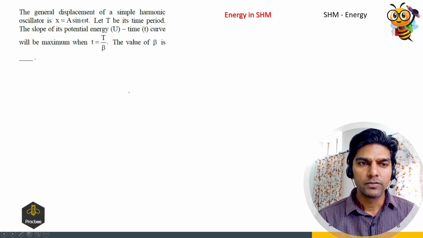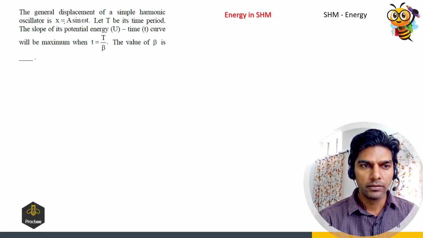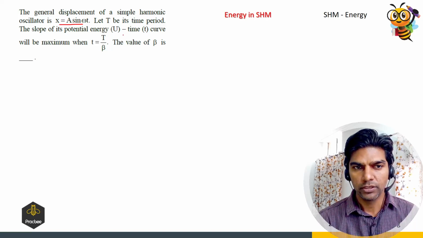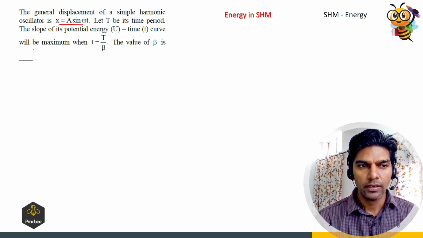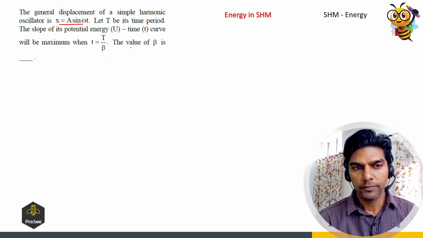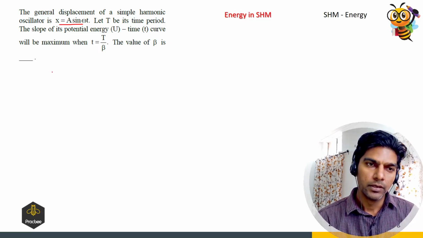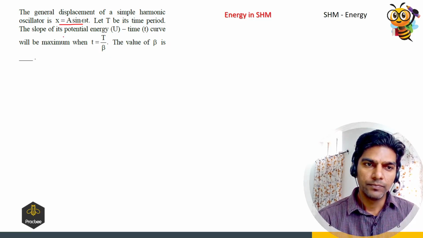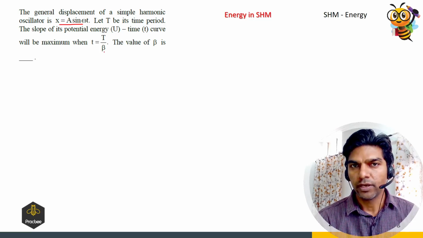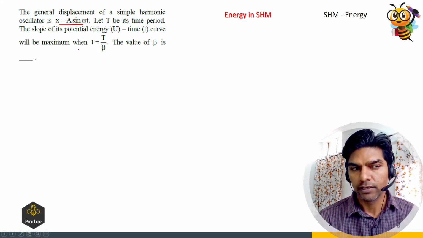The general displacement of a simple harmonic oscillator is x equals a sine omega t. Let T be its time period, and the slope of its potential energy U versus time curve will have a maximum when t is equal to T by beta. The value of beta is? So we have to find the time at which the slope of the U-t graph is maximum.